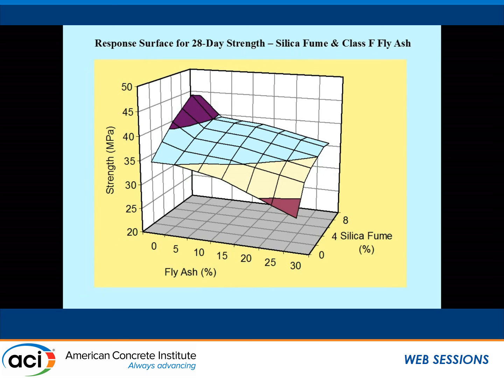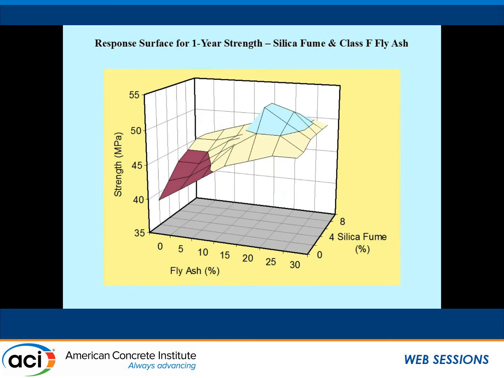It really depends what you're optimizing for. If you want to optimize at 28 days, you're probably going to come out with putting no fly ash in there, maybe just silica fume. So it really depends where you optimize, and I'm just showing you some examples. These are response surfaces for mixtures with silica fume and fly ash. And if all you're interested in is 28-day strength, then yeah, 8% silica fume is your answer.